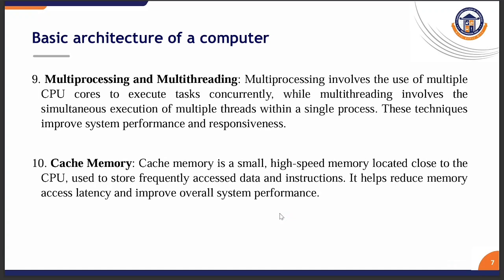Multiprocessing and multi-threading. Cache memory is a small high-speed memory located close to the CPU, used to store frequently accessed data and instructions. It helps reduce memory access latency to improve overall system performance.